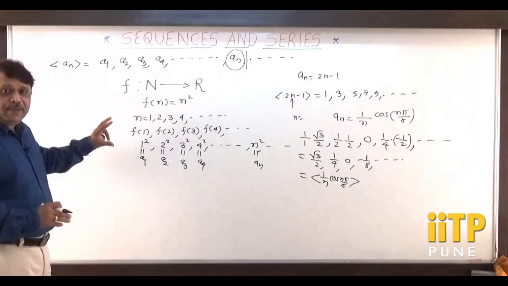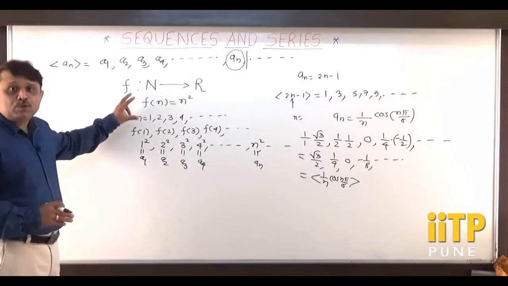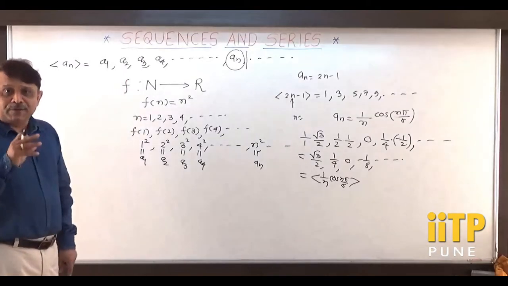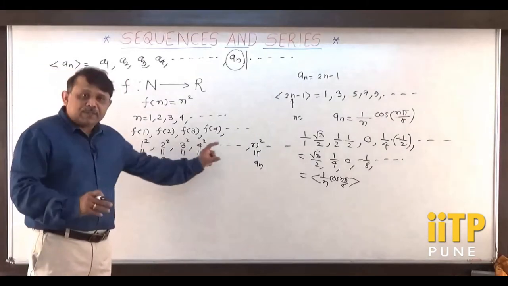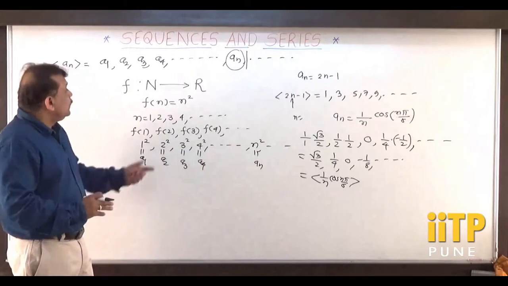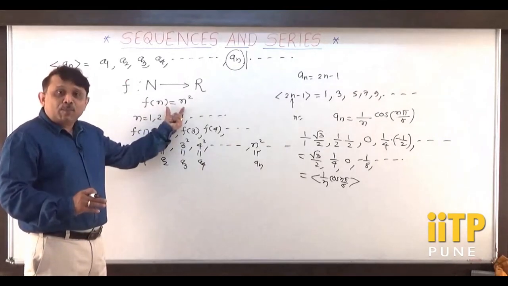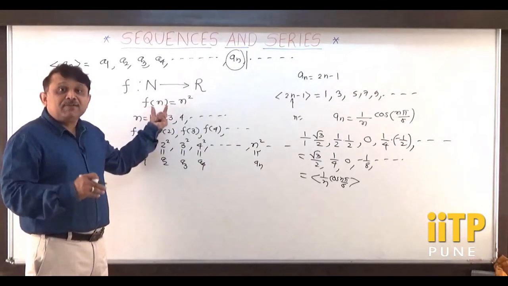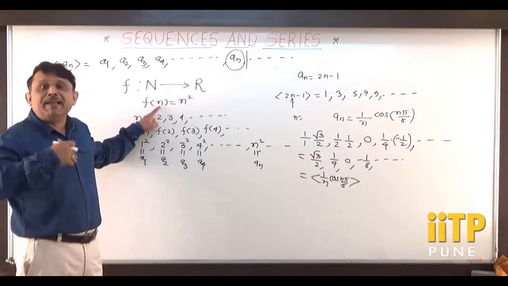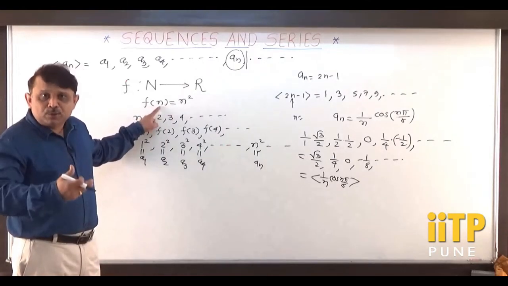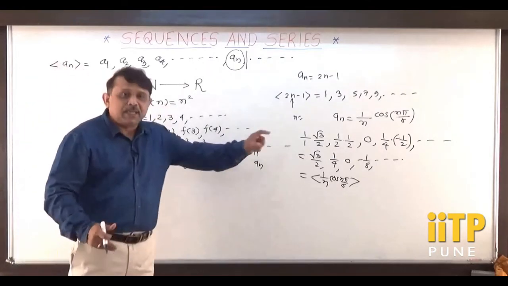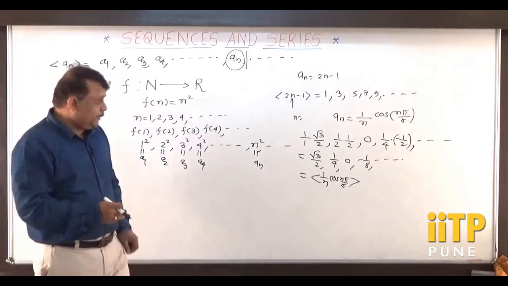So what is a sequence? It is a function whose domain is the set of natural numbers, and the terms of the sequence are nothing but you are having a certain formula to define the function. There you are putting the values of n 1, 2, 3. Hence the sequence can be known completely.